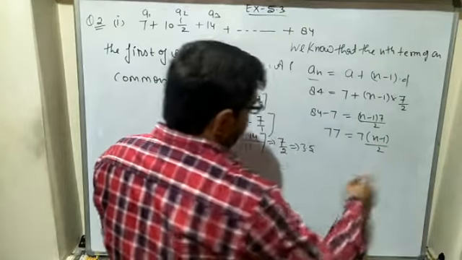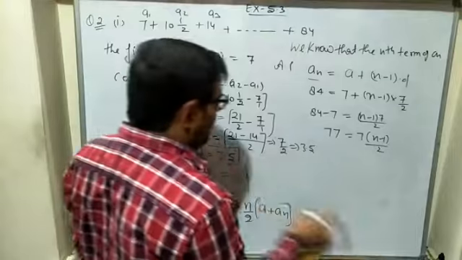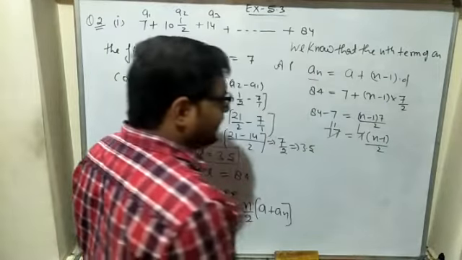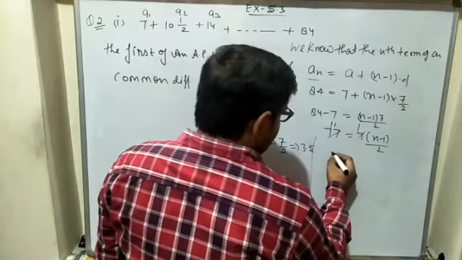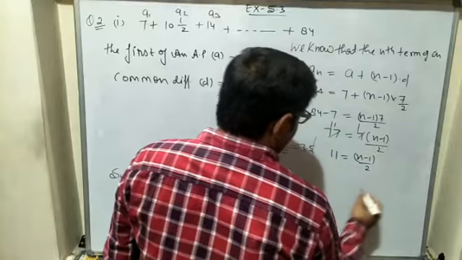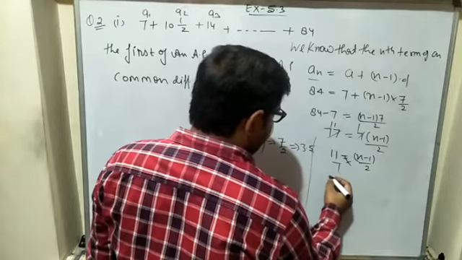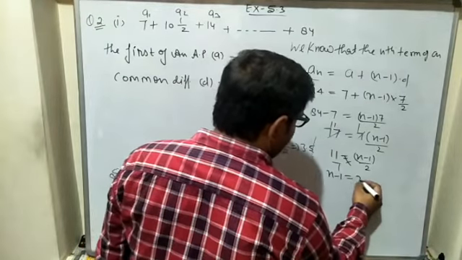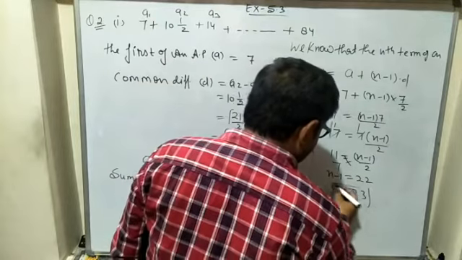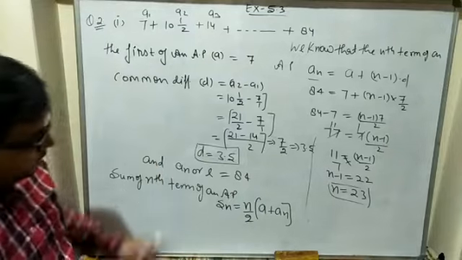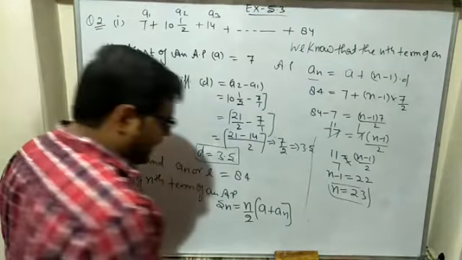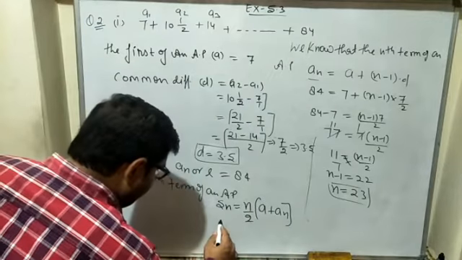You can observe there is no addition, they are all in multiplication. So 7 elevens are 77, and that will be cancelled out by 11. So 11 equal to (n minus 1) upon 2. Cross multiplying, it will be n minus 1 equal to 22, and n equal to 23. If you observe, we are getting the value of n. Now we are free to apply the value.